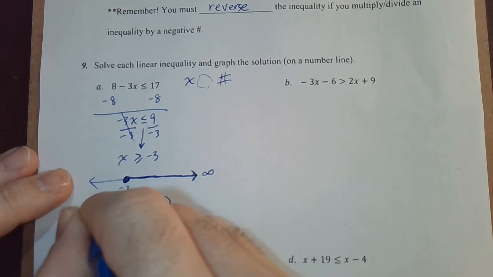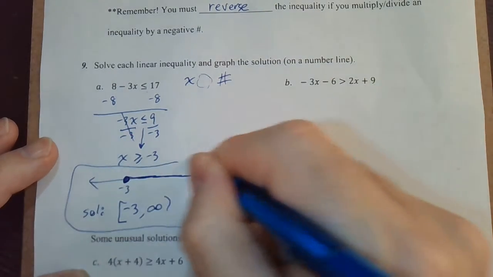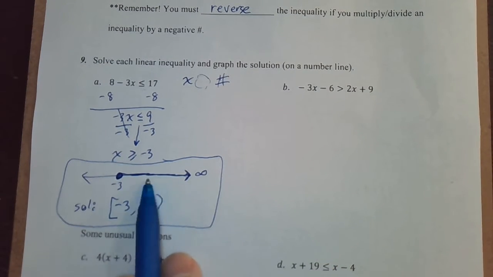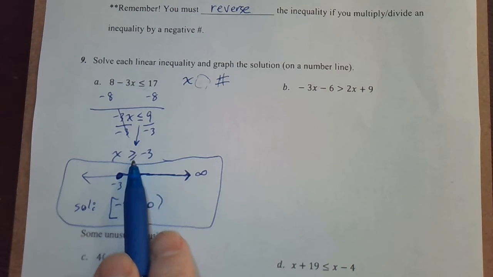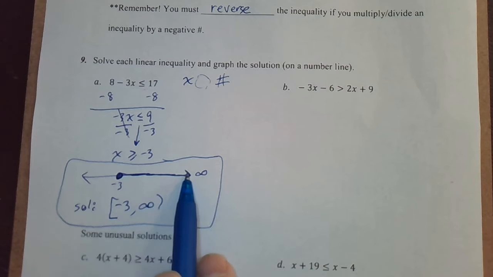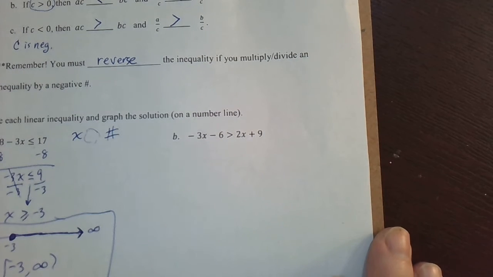This is the solution, written as an interval and graphed on the real line. It goes from negative 3, solid circle, square bracket on the interval, because it includes negative 3 because of that equals portion of it. Negative 3 and everything to the right. Okay, next one.